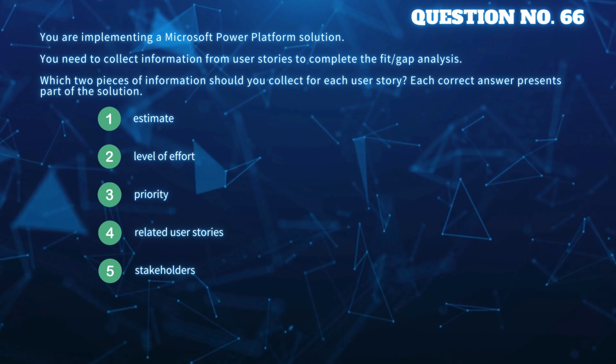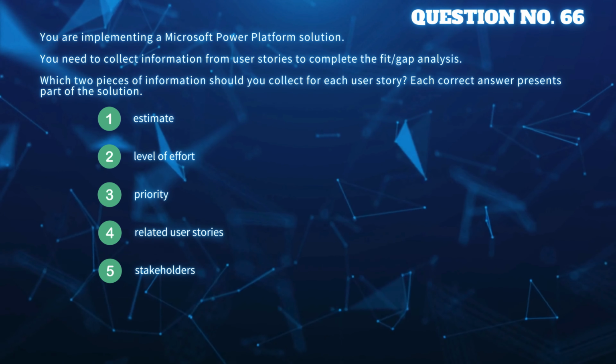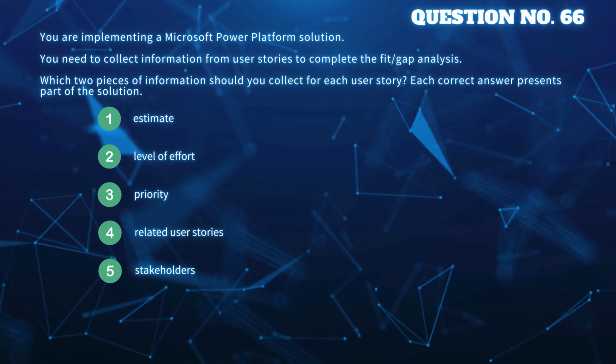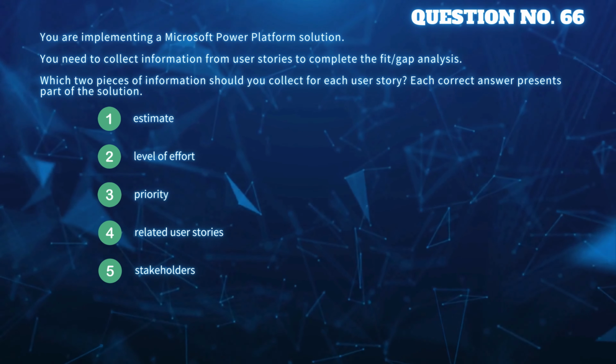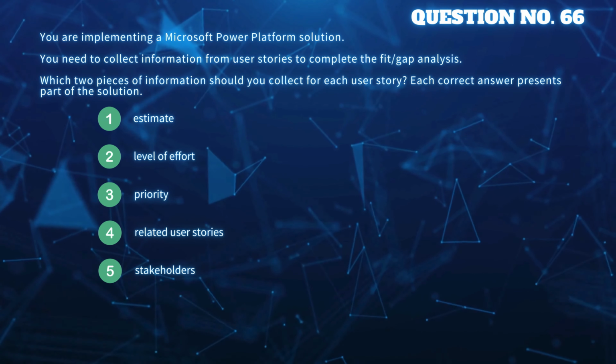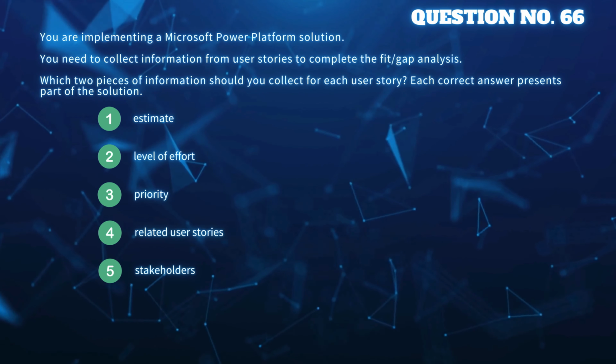You are implementing a Microsoft Power Platform solution. You need to collect information from user stories to complete the fit/gap analysis. Which two pieces of information should you collect for each user story? Each correct answer presents part of the solution. Option 1, estimate. Option 2, level of effort. Option 3, priority. Option 4, related user stories. Option 5, stakeholders. Correct answers, level of effort and priority.